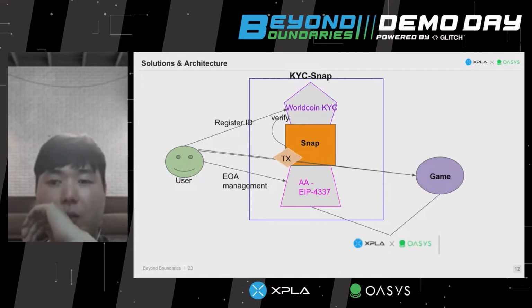The architecture is very simple and doesn't need to be complicated. It looks like a diagram from a geek, sorry for that, but it's quite straightforward. The logic for handling WorldCoin KYC and account abstraction is implemented in the MetaMask Snap. So users need to register their identity with WorldCoin KYC before they can play the game. So when sending transactions through Snap, you check whether the user's identity is authenticated in WorldCoin KYC. So once verified, the transaction is sent.